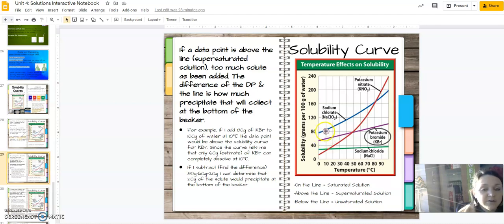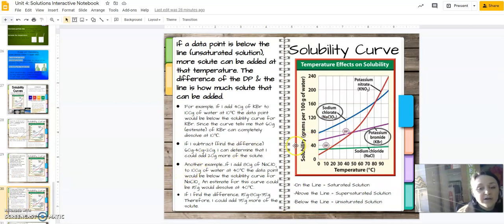My point is right here. That's too high. It's above my line. Since the curve tells me right here we could dissolve about 60, and I've got 80. 60 and 80, there's a 20 gram difference here. So I'm 20 grams too much. That means 20 grams is going to fall out in the bottom of my solution. Because the point's above, that means I'm supersaturated.